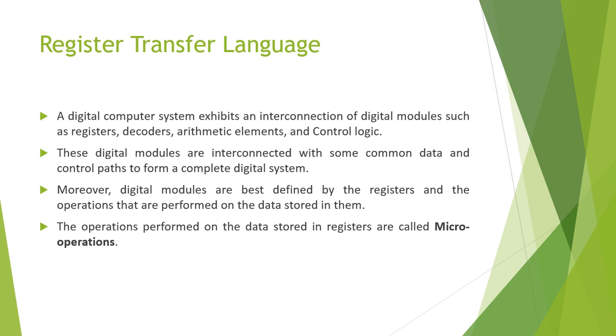A digital computer system exhibits an interconnection of digital modules such as registers, decoders, arithmetic elements, and the control unit. These digital modules are interconnected with some common data and control paths to form a complete digital system. Means there are a number of digital modules interconnected in a digital computer, like registers, decoders, ALU, and more. Each module is designed for a specific purpose and all the modules work perfectly.